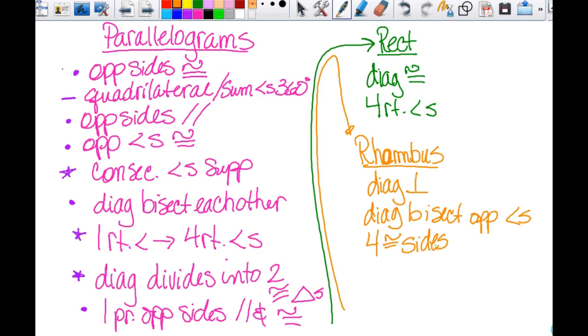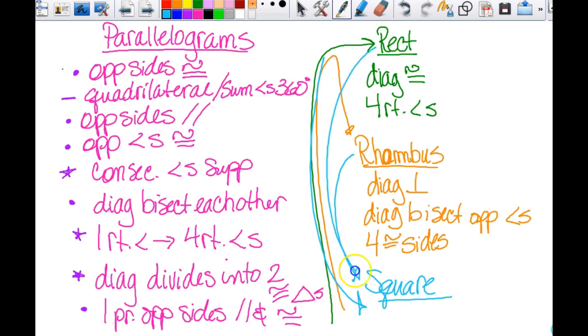So then we have square. And it's everything. Is there anything that's specific to just a square by itself? No. There's not a list there because it has everything for a parallelogram, plus it has all the rhombus stuff, plus it has all of the rectangle stuff, right? We good with that?